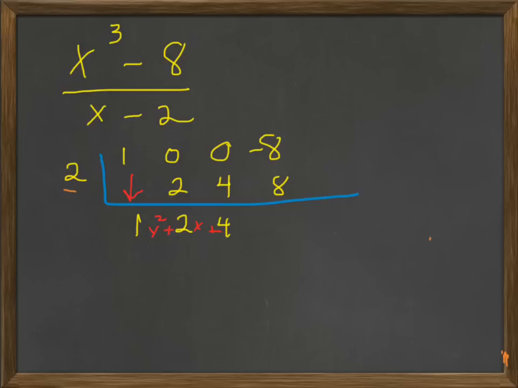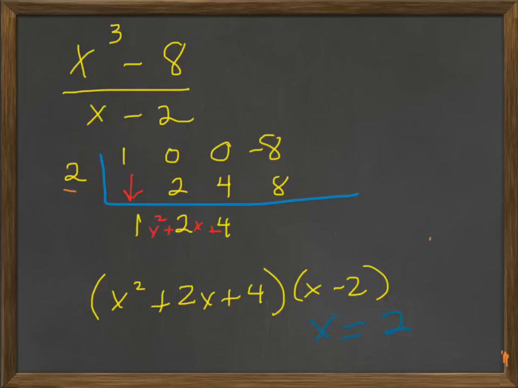Now, looking at this, I wonder if I can factor it again. But when I think about it, there aren't two numbers that multiply to give me the 4 that would add together to give me 2. So this is not any further factorable. So our factors are going to be x squared plus 2x plus 4 times x minus 2. This tells us that one of our roots is x equals 2.